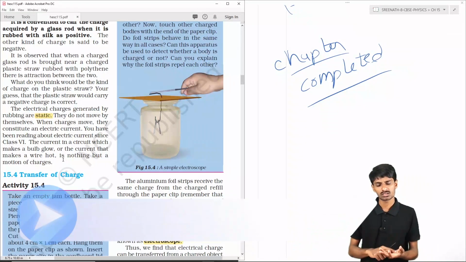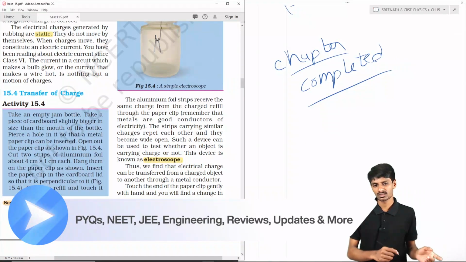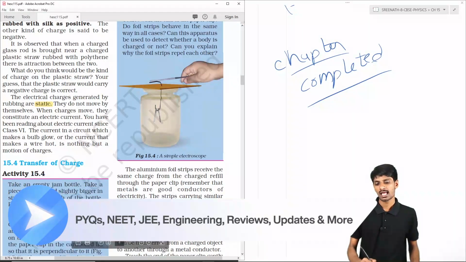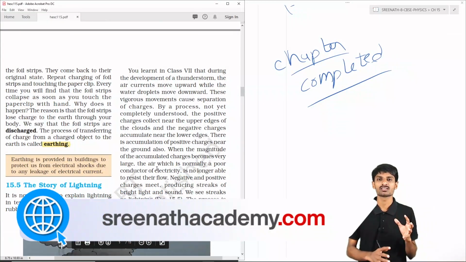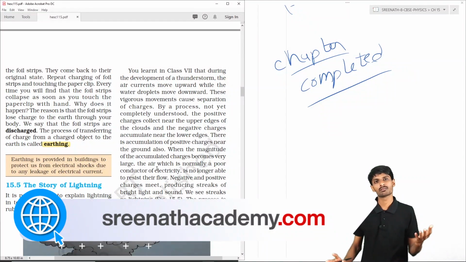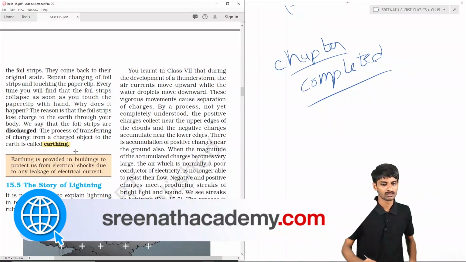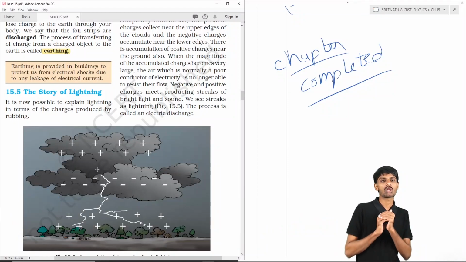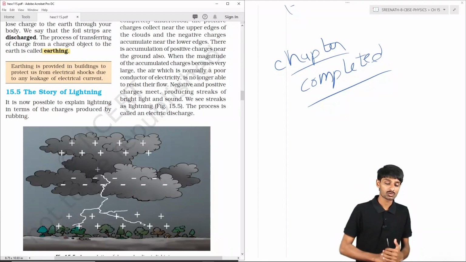Whenever the charges move, we call it current. Charge can transfer through metals. The device used to check whether any object is charged or not is the electroscope. If the charge is transferred from a charged body to the ground, we call it earthing. And lightning happens like this: the upper surface of the cloud is positively charged, the lower surface of the cloud is negatively charged, and the ground is positively charged.